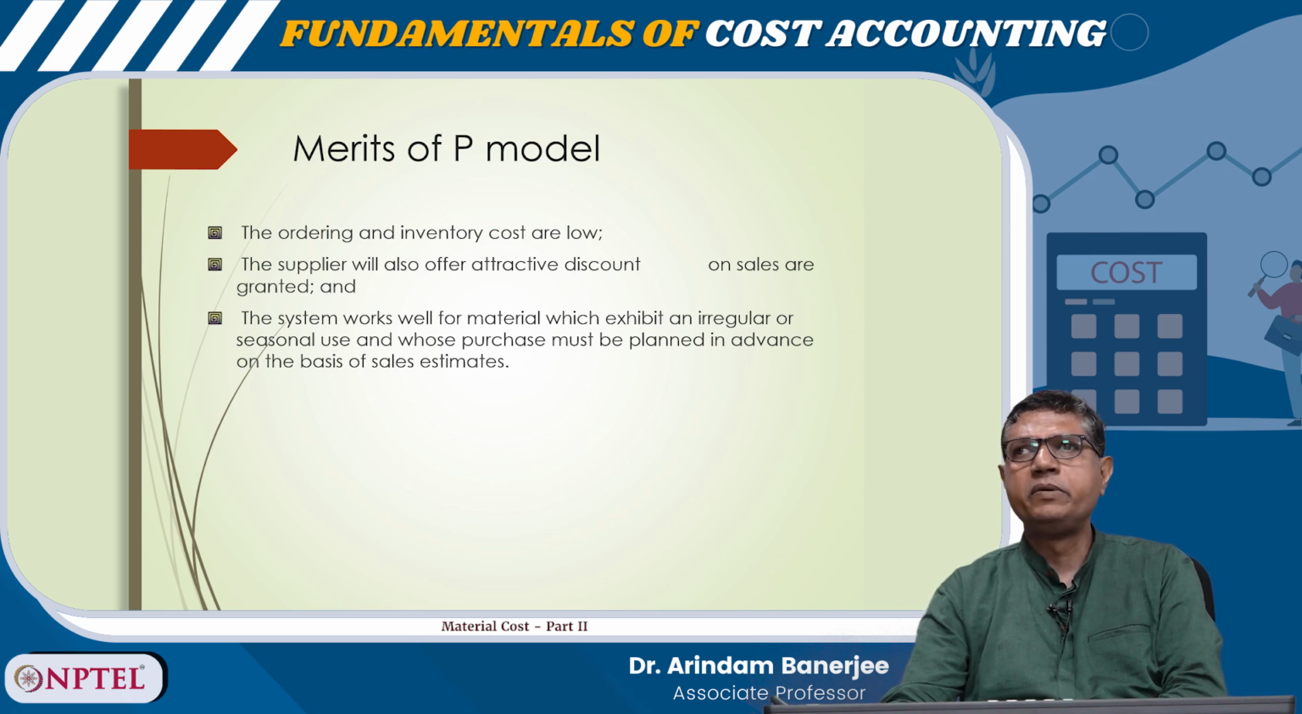There are merits in the P model. The ordering and inventory costs are low. The supplier will also offer attractive discounts on sales granted, and the system works well for material which exhibits an irregular or seasonal use and whose purchase must be planned in advance on the basis of the sales estimates.